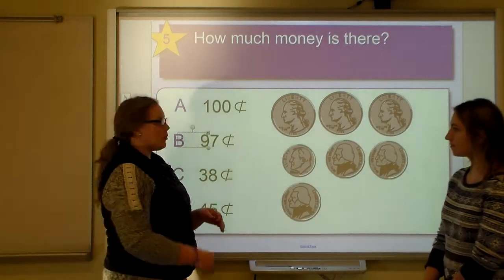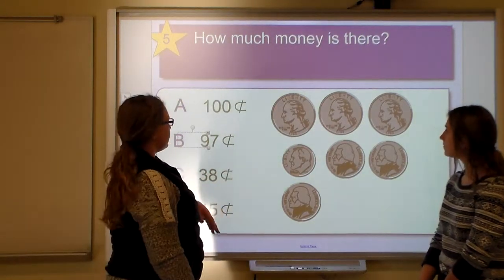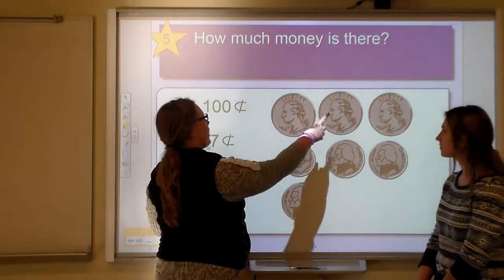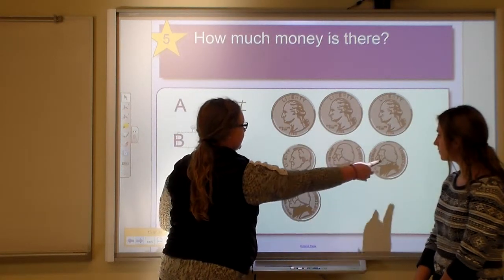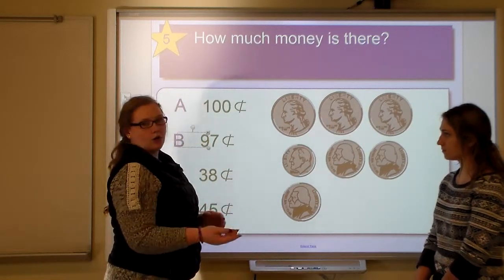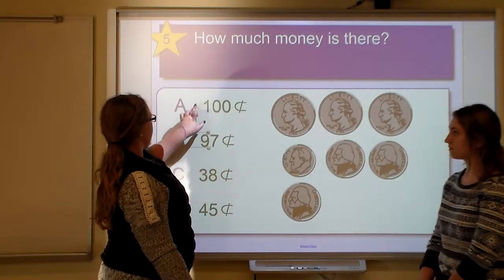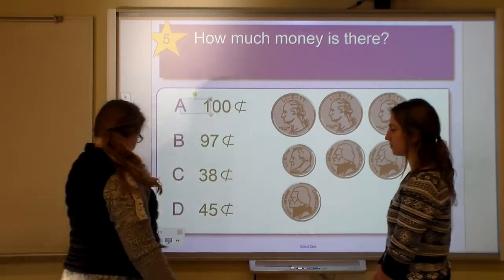All right, now we're getting a little bit harder. We're combining nickels, dimes, and quarters. So let's see if we count them. We have 25, 50, 75, 85, 90, 95, $1. Hopefully the students could get that. If not, we'd walk through it. And if we voted and guessed A, we have a winner. We'd be correct and can move on.